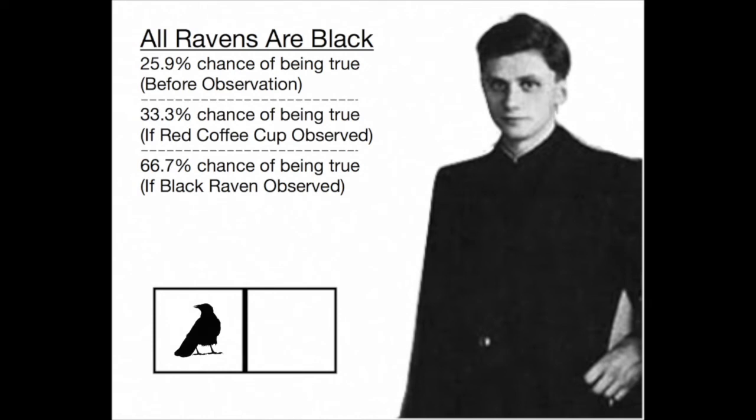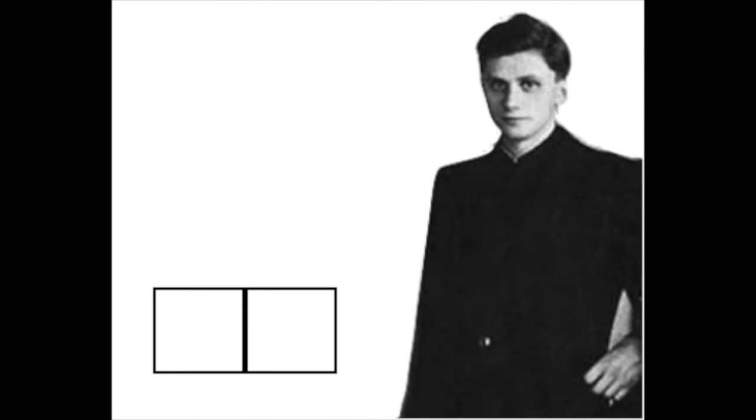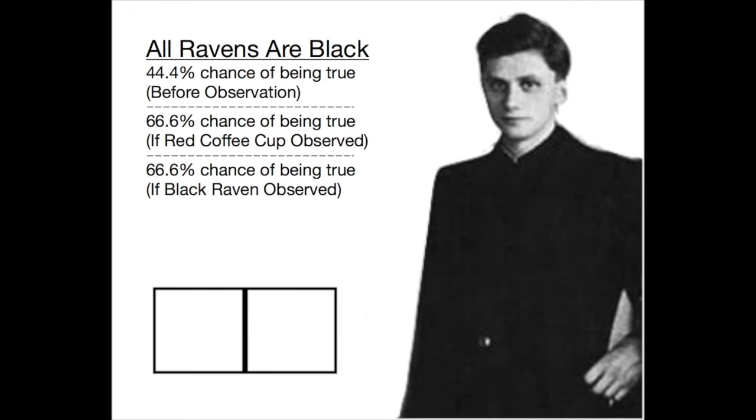But had we observed a black raven, then the increase would have been from 25% to almost 67%. So observing a red coffee cup only provides about 1/5 as much evidence for the statement "all ravens are black" than observing a black raven. However, this is not the case in the same world without that stipulation. If we accept that "all ravens are black" is true in a world without ravens, as formal logic dictates we should, then the Bayesian resolution doesn't hold.